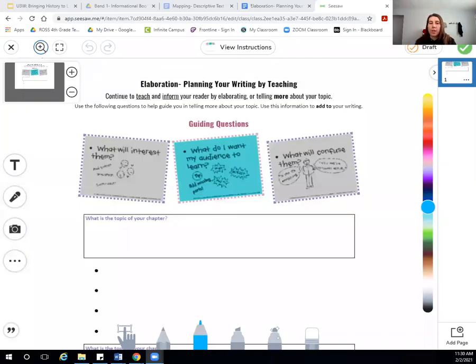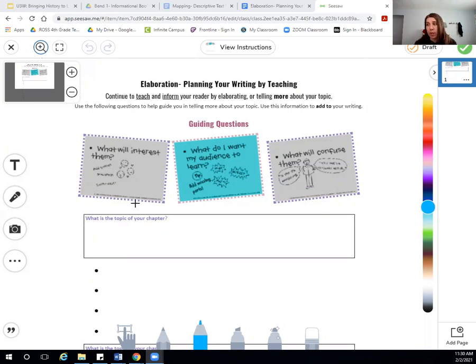All right, you're going to get an organizer or a document like this. The title is Elaboration, Planning Your Writing by Teaching. So we're going to continue to teach and inform our reader by elaborating or telling more about the topic. Here are some of your guiding questions.